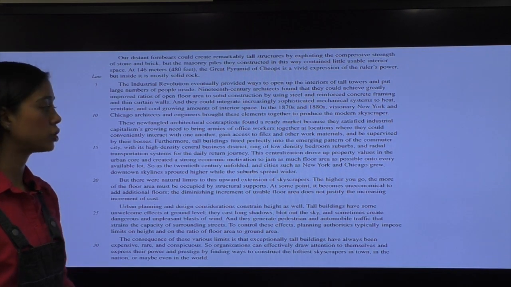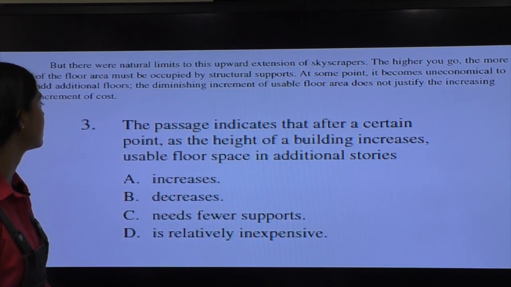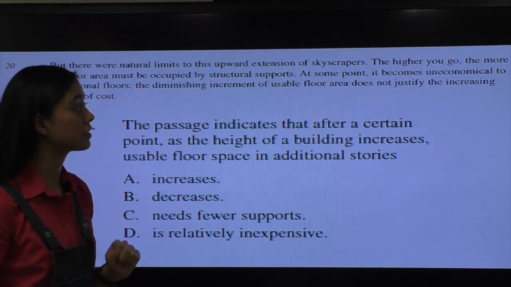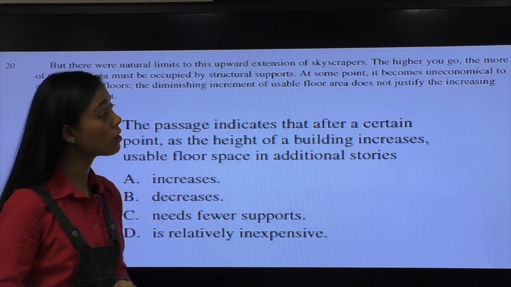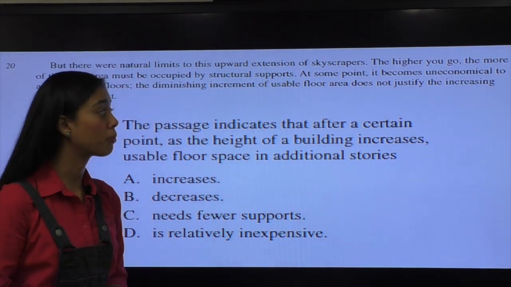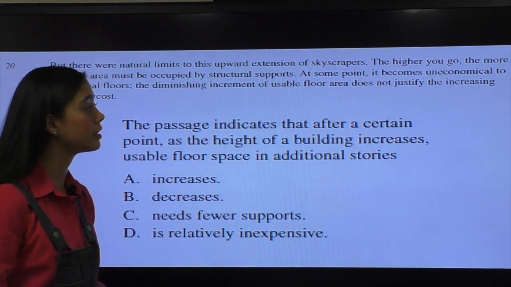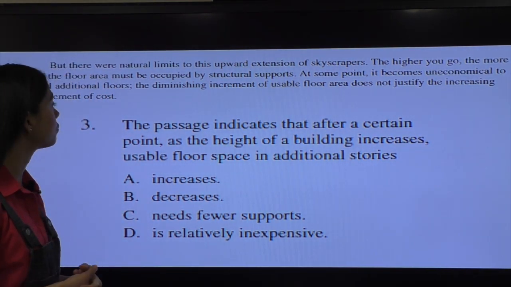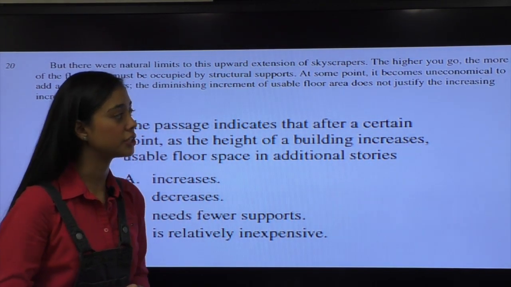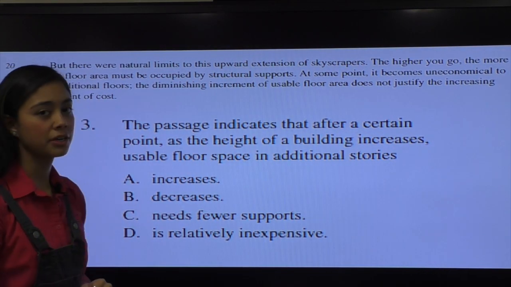paragraph starting with line 20, and if we zoom in, we see that it says, but there were natural limits to this upward extension of skyscrapers. The higher you go, the more of the floor area must be occupied by structural supports. At some point, it becomes uneconomical to add additional floors. The diminishing increment of usable floor area does not justify the increasing increment of cost.